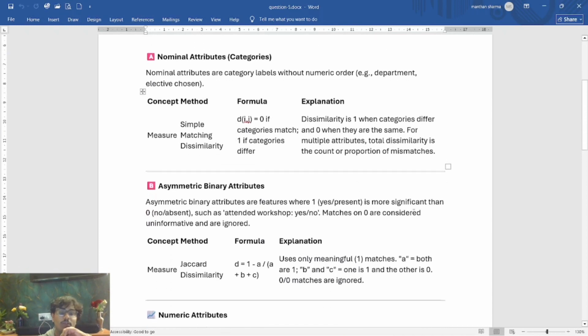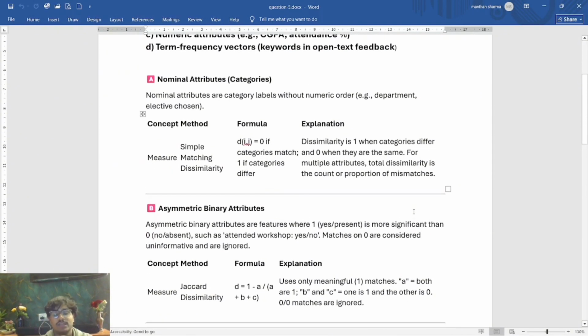So let's start with the nominal attribute, which includes things like a student's department or the elective they choose. These are simple categories, with no order or numeric value. To measure dissimilarity here, we use simple matching dissimilarity. Dissimilarity is 1 when the category differs and 0 when it is the same. For multiple attributes, total dissimilarity is the proportion of mismatches. So Dij equals 0 if the category matches, and 1 if the category differs.